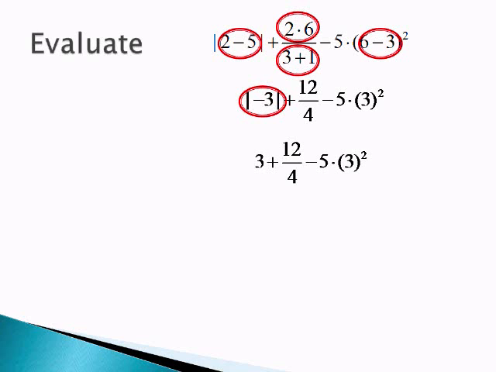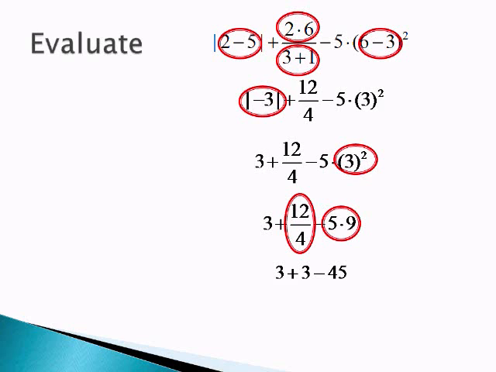Now that we're done with all of those, the next thing in order of operations was the exponents. We are going to solve the exponent 3 squared, and now the equation looks like this. The next section we work on is the multiplication and division, working left to right. So we'll do the division 12 divided by 4, and the multiplication 5 times 9. Finally, at the end, we do all the addition and subtraction, working left to right. 3 plus 3 first is 6, and finally 6 minus 45 is -39.